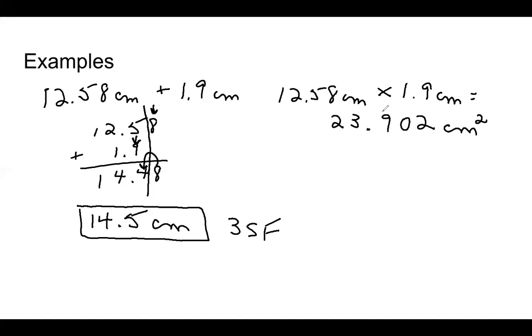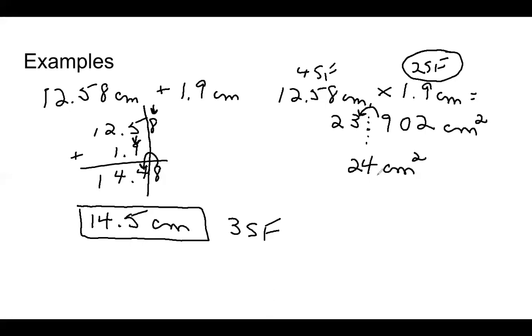Multiplication, now we consider the sig figs in each measurement. So 12.58 has 1, 2, 3, 4 sig figs. 1.9 has 2 sig figs. Our answer gets the least number. So between 4 and 2, 2 is the least. So we have to cut it off after 2. We look at our next digit. 9 means we round up. So our answer is 24 centimeters squared.